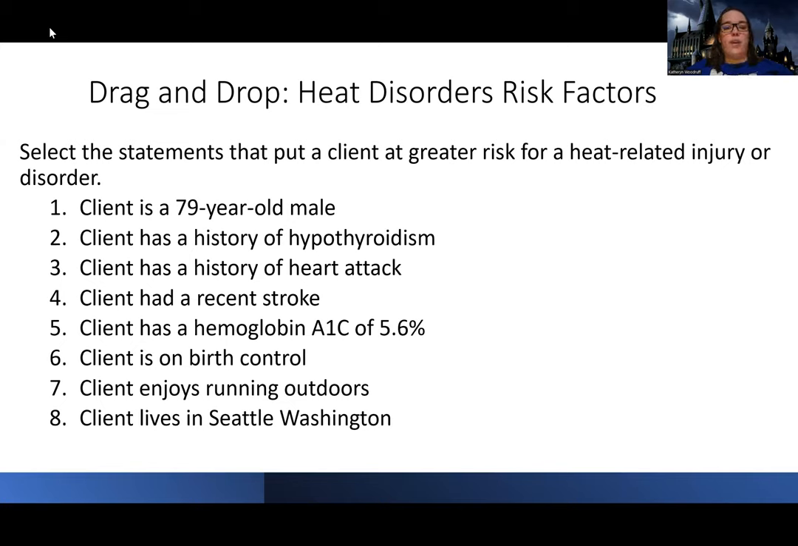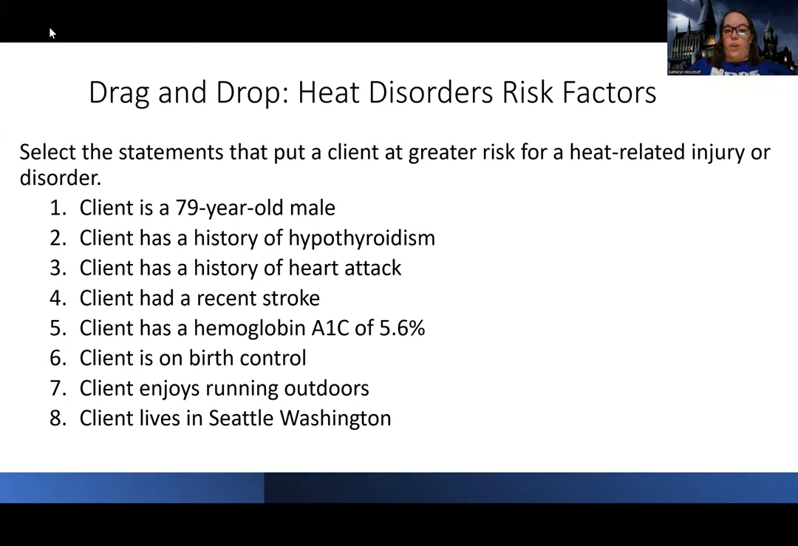The next is client has a history of hypothyroidism. This one is going to be no. Maybe hyperthyroidism could make it more likely that you can get a fever and high temperature, but with hypothyroidism, people are more prone to cold intolerance and sometimes have trouble getting warm. It's not necessarily an issue with regulation of their temperature, but if they get into a really bad crisis, things usually get low rather than high.